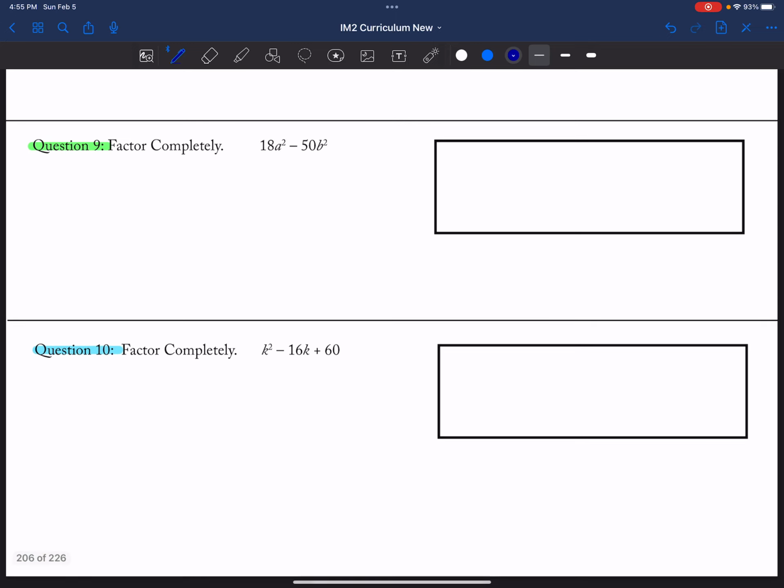This looks like a diamond method. So we'll draw our x, negative 16 on the top and 60 on the bottom. So 1 and 60, 2 and 30, 3 and 20, 4 and 15, 5 and 12, 6 and 10. So negative 6 and negative 10. So this is k minus 6 and k minus 10.